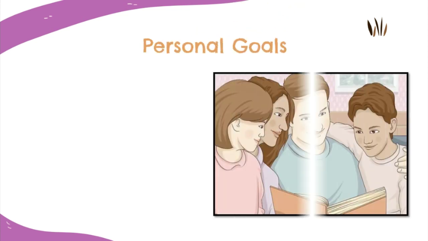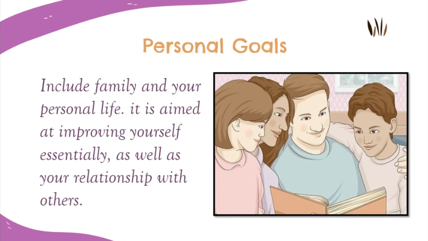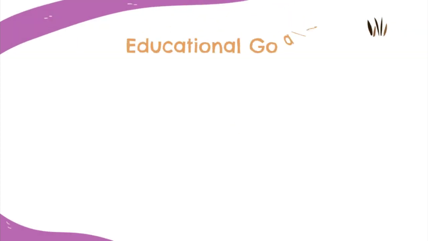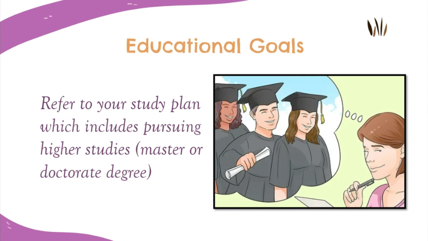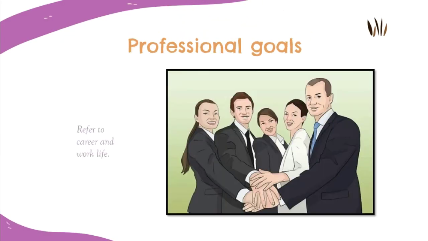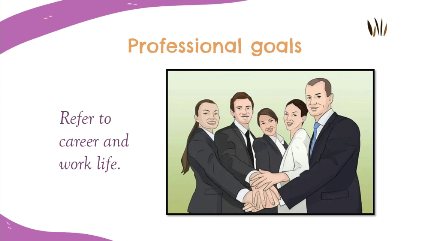For personal goals, it includes family and your personal life. It is aimed at improving yourself essentially as well as your relationship with others. For educational goals, it refers to your study plan, which includes pursuing higher studies such as a master's or doctorate degree. And lastly, professional goals. It refers to your career and work life. When developing life goals, it helps to set a timeline. It may be short-term, intermediate, or long-term.